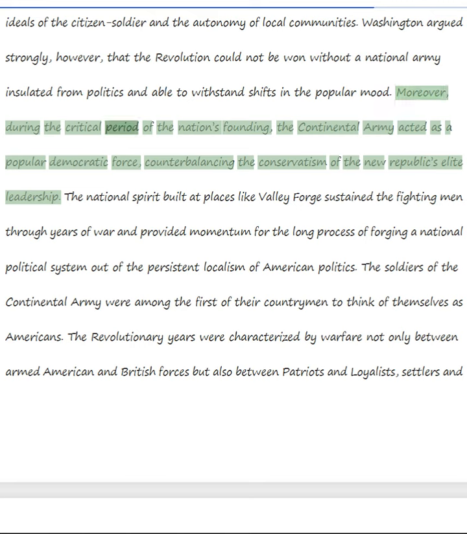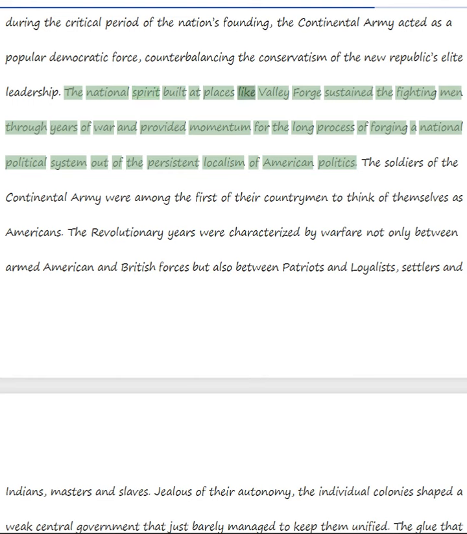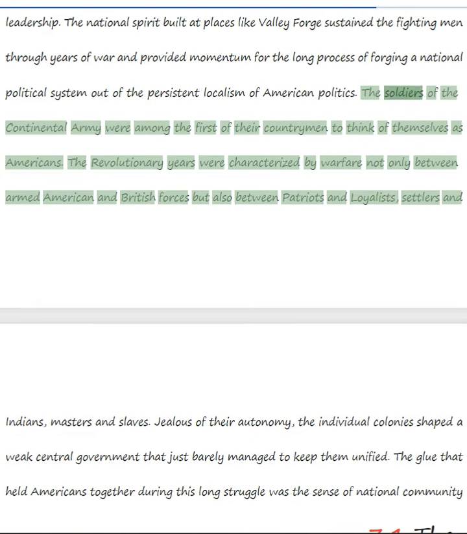Moreover, during the critical period of the nation's founding, the Continental Army acted as a popular democratic force, counterbalancing the conservatism of the new republic's elite leadership. The national spirit built at places like Valley Forge sustained the fighting men through years of war and provided momentum for the long process of forging a national political system out of the persistent localism of American politics. The soldiers of the Continental Army were among the first of their countrymen to think of themselves as Americans.